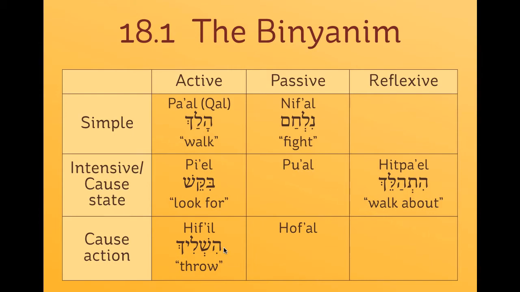The reason why the chart doesn't work is because there is no related pa'al verb shalach. Similarly with nilcham, it's a nifal verb, but it means to fight, which is an active action. It's not passive in any way. And here for hitalech, our model hitpael verb, the chart works because there is a related pa'al verb halach. All right, these final 2 points are much simpler.